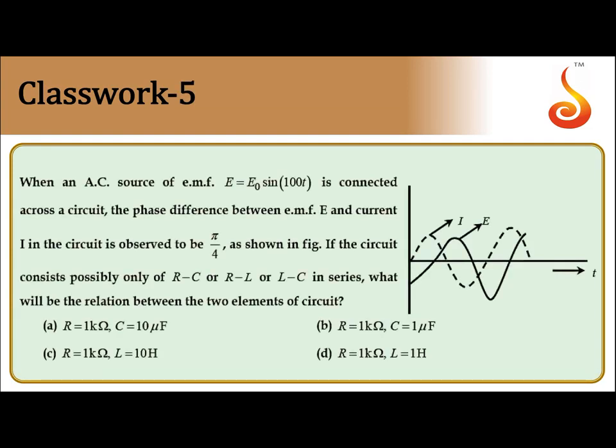Next one. When an AC source of EMF E equal to E naught sine 100t is connected across the circuit, the phase difference between EMF E and the current I in the circuit is observed to be pi by 4 as shown in the figure. If the circuit consists possibly only of RC or RL or LC in series, what will be the relation between the two elements of the circuit?